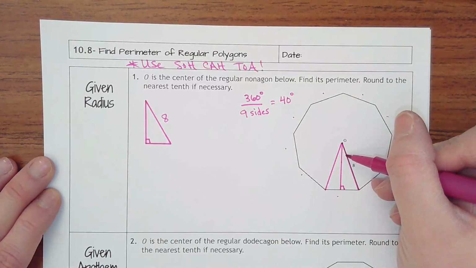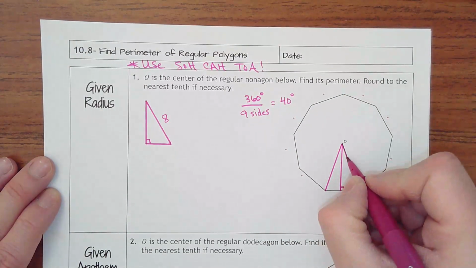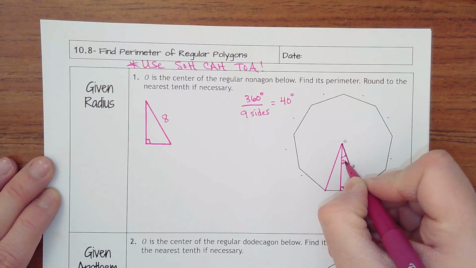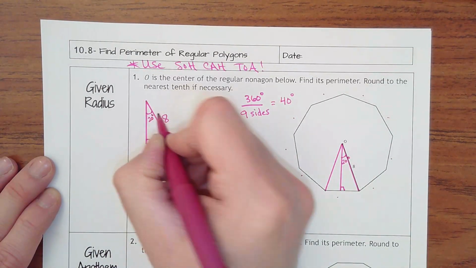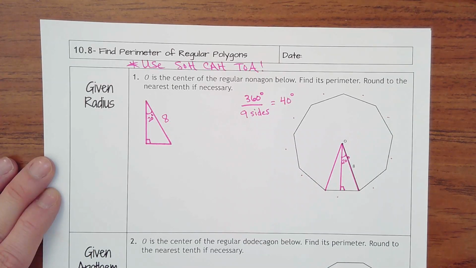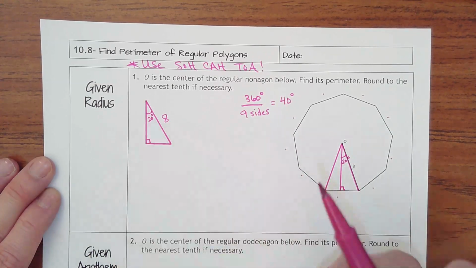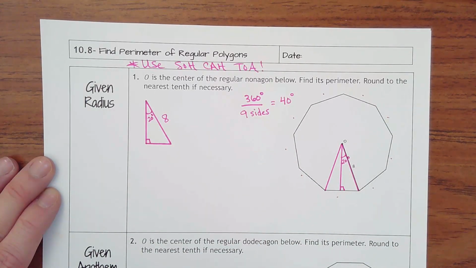But now I'm going to split that in half and say that, okay, this is 20 degrees and that's 20 degrees. So I'm going to make a triangle over here just a little bit bigger so you can see what I'm doing. So now I've got a right triangle. I know one of the degree measurements. Now I can do SOHCAHTOA.